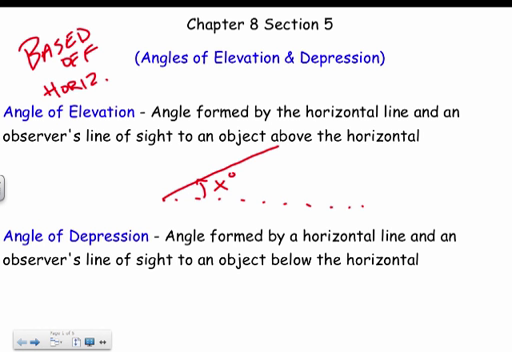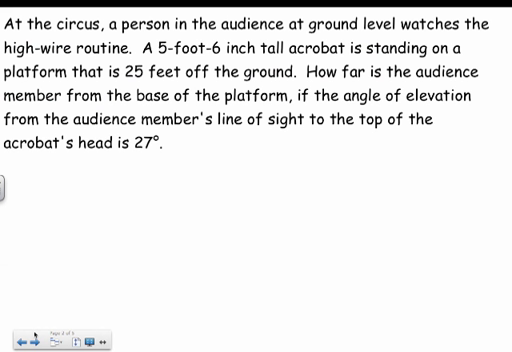Angle of depression, same thing, except now it goes down, but it's based off of the horizontal. So if I have a horizontal line, it's based off that, so the depression goes down an x amount of degrees. Okay, and we're going to take a look at how it's easy to get confused with the angle of depression. So just be careful. So first of all, let's look at angle of elevation.